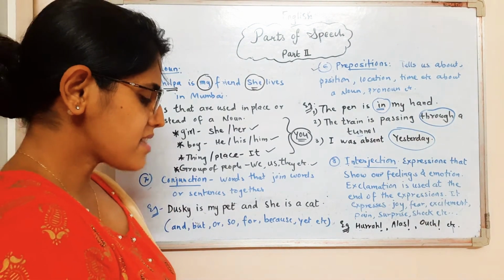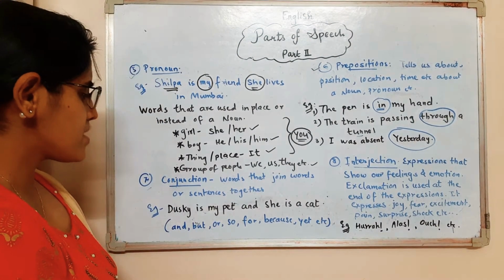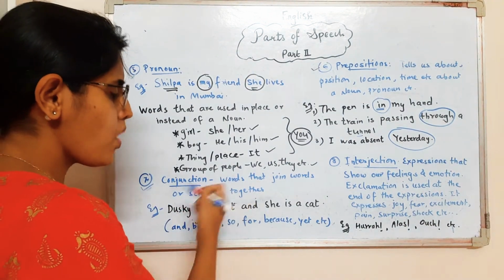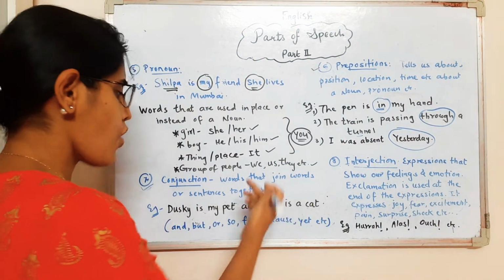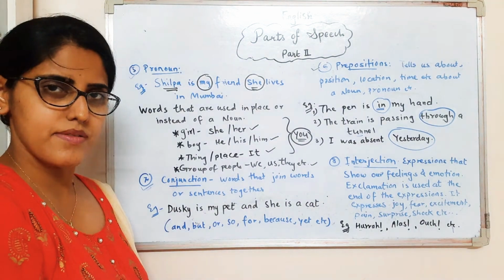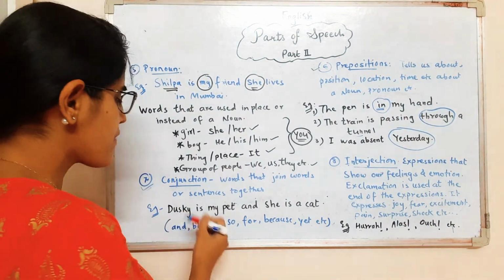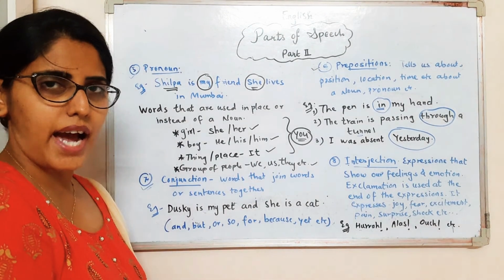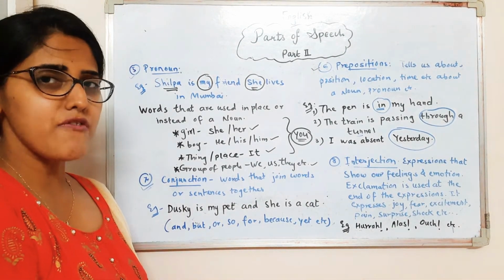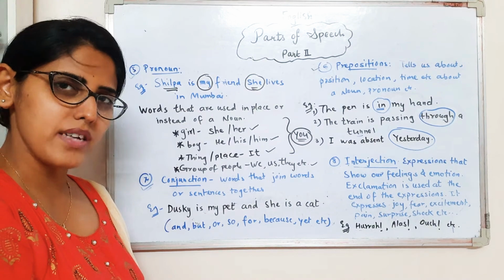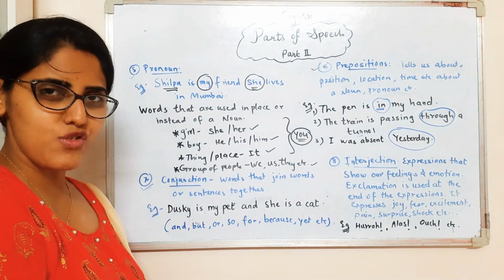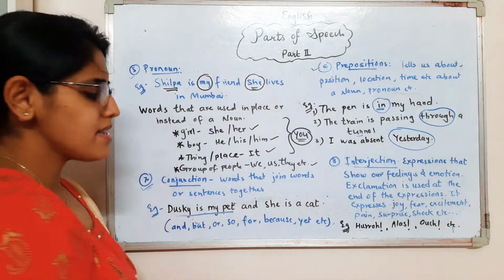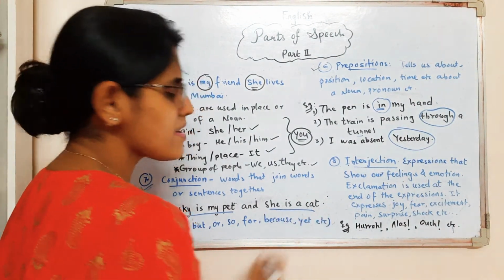Now, our next part of speech is a conjunction. Conjunction is nothing but words that join words or sentences together. Here you will see I have written an example. Dusky is my pet and she is a cat. If I wish to divide this sentence into 2 parts, I'll get 2 different sentences over here. Like, Dusky is my pet will be one part and the second part will be she is a cat.